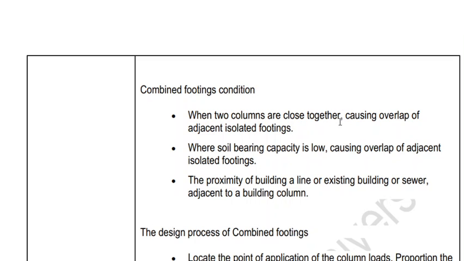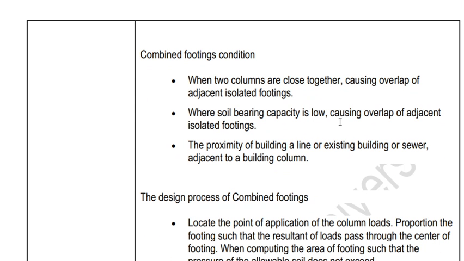Second one is where soil bearing capacity is low. If the bearing capacity is low and you provide the combined footing, the base of the footing would be larger, and it would be more stable than an isolated footing.